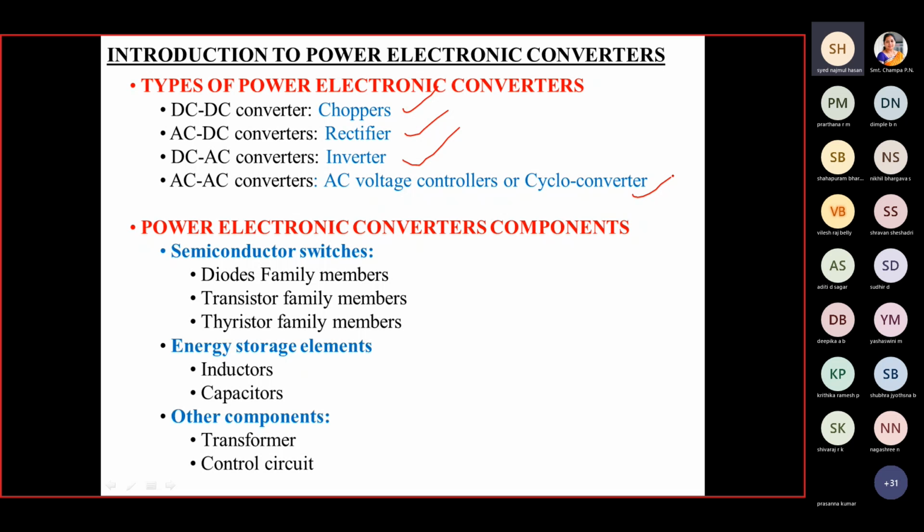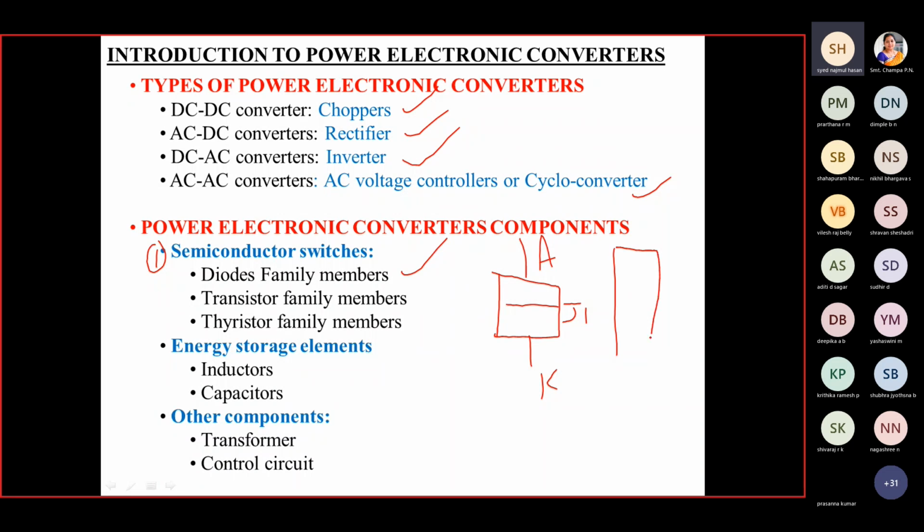Now, when you see the power electronic converter components, the first one is semiconductor switches. There are three family members. Diode family members: under diode there are different types of diodes, like general purpose diode, Schottky diode, high frequency diodes, and varactor diode. So many diodes are there. A diode essentially has two layers and one junction, anode and cathode. We are aware of this. So this is one type of family.